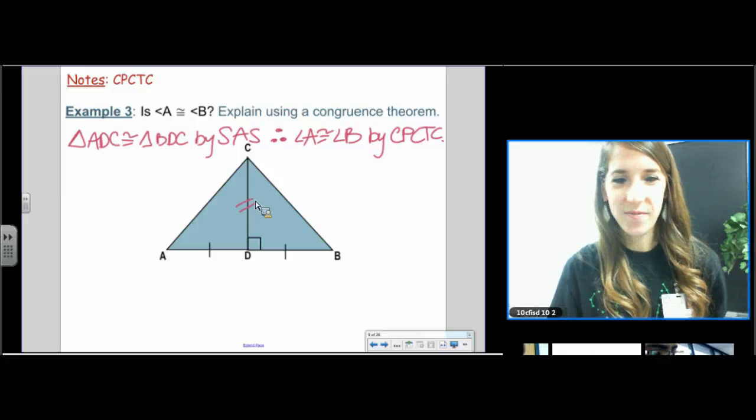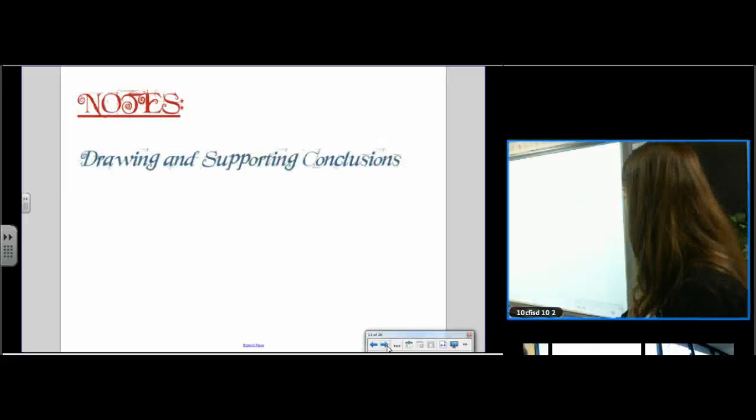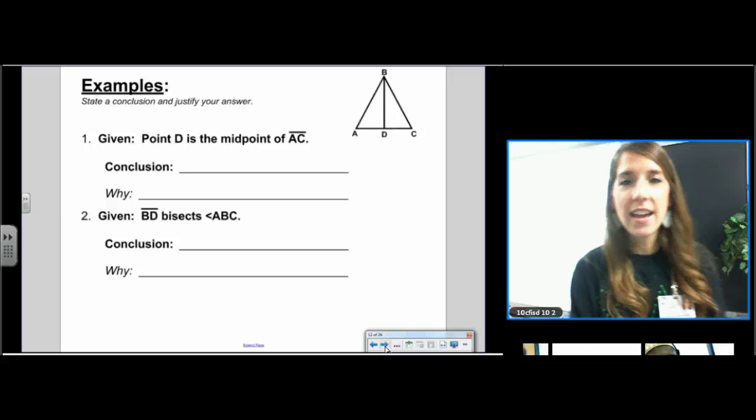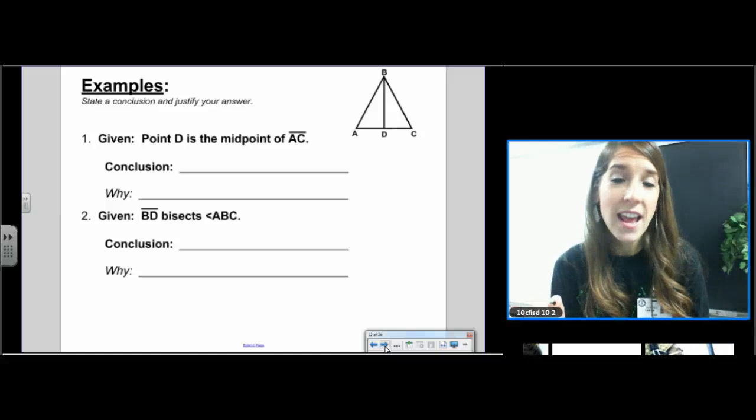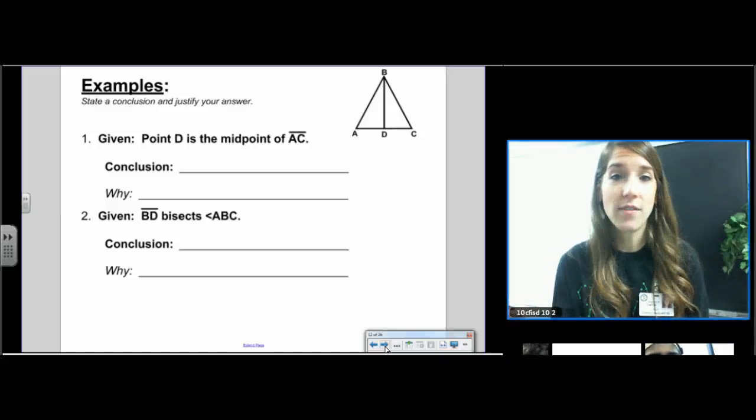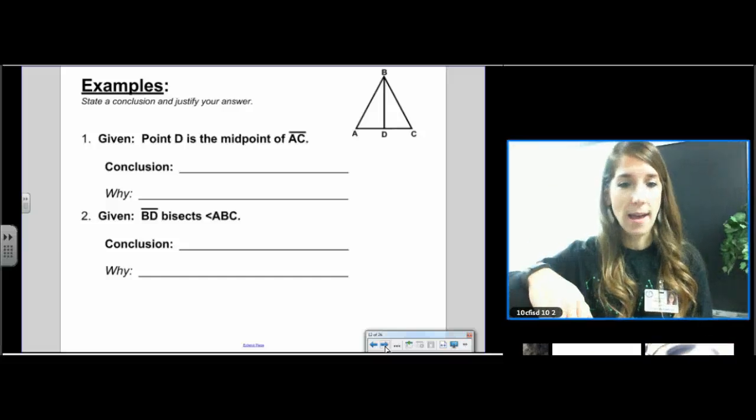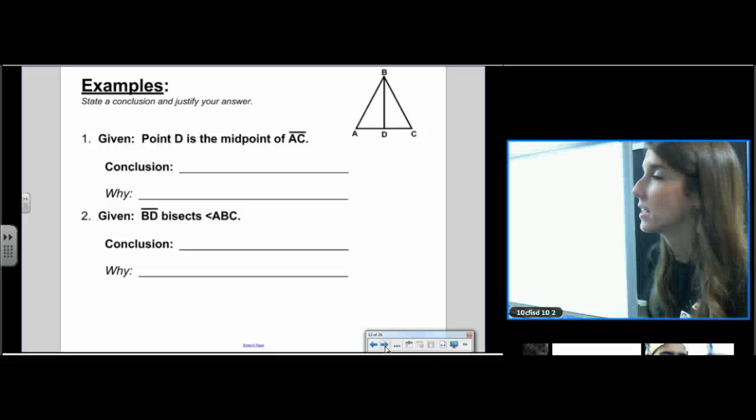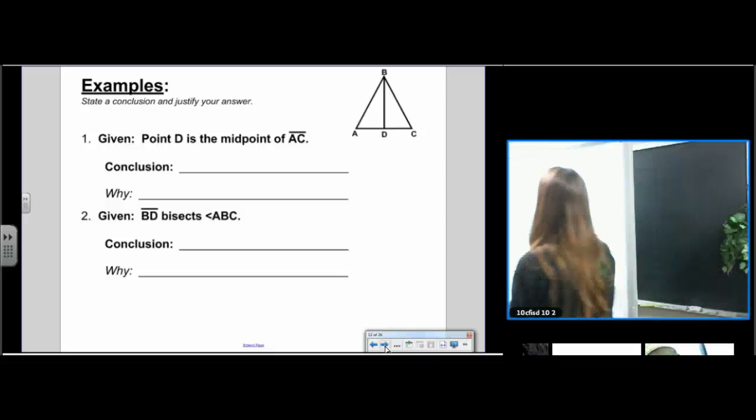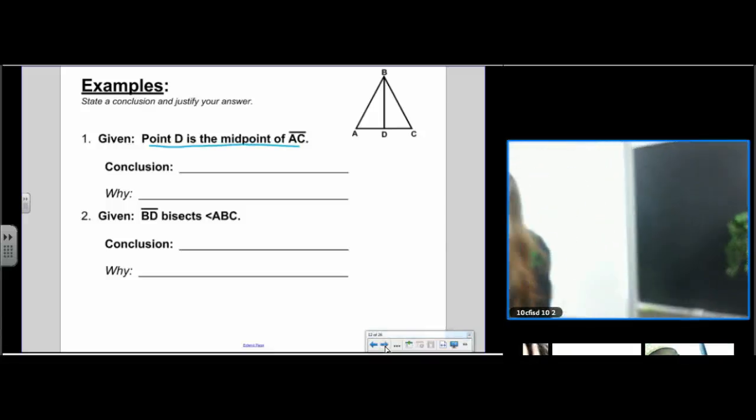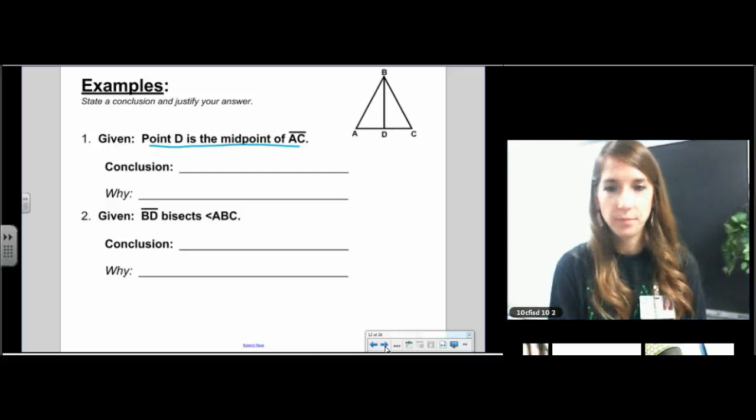Good job. Now we're going to do drawing and supporting conclusions. So what we're doing is exactly what we did on Monday, except now I'm not giving you the conclusion. You have to come up with the conclusion and the why. Okay? So let's practice. Point D is the midpoint of AC. What's the conclusion?